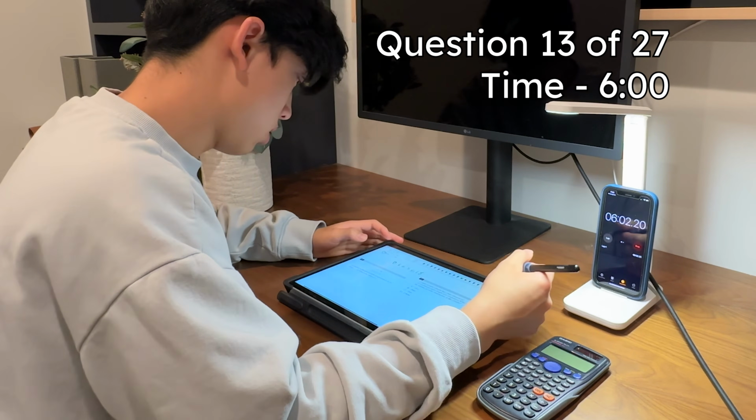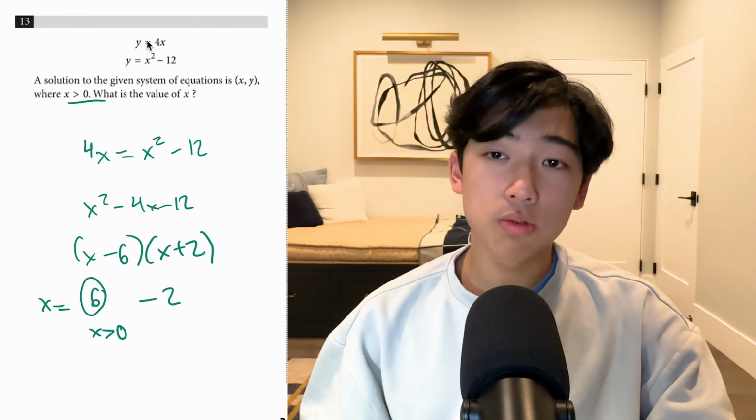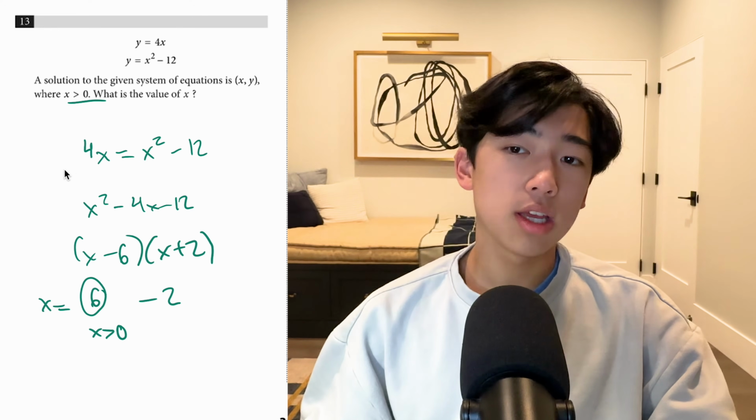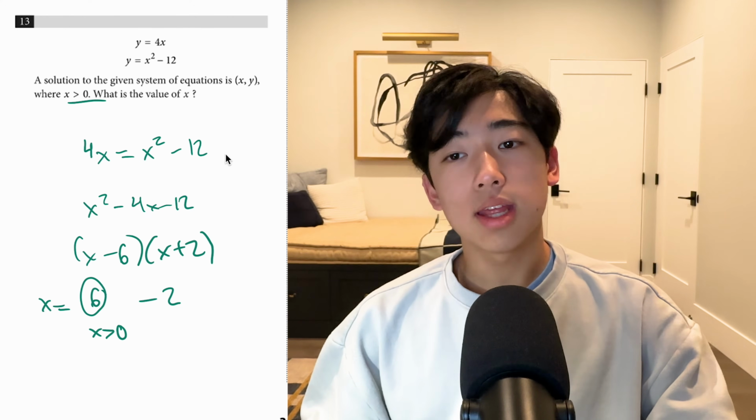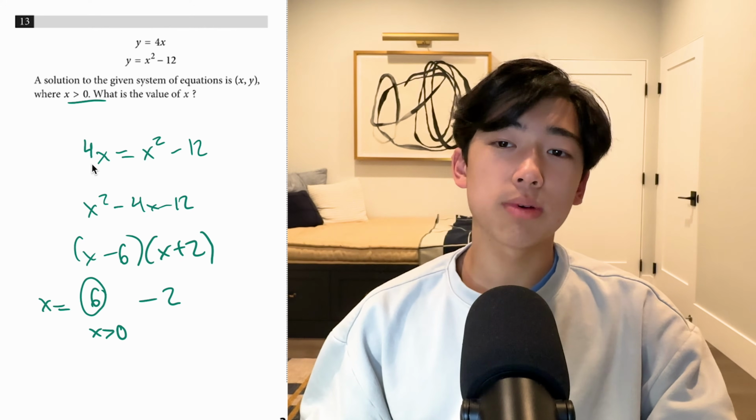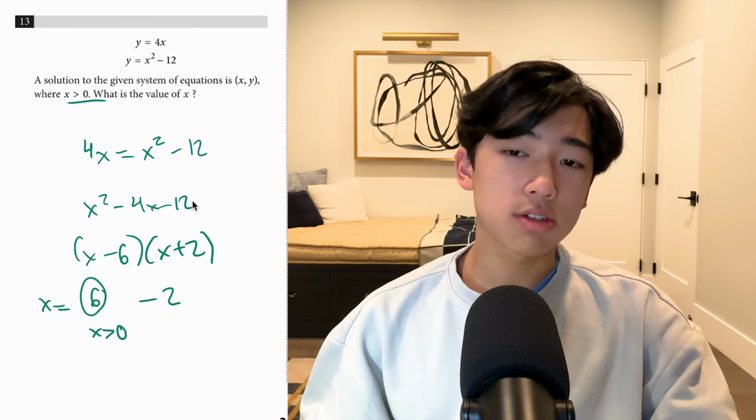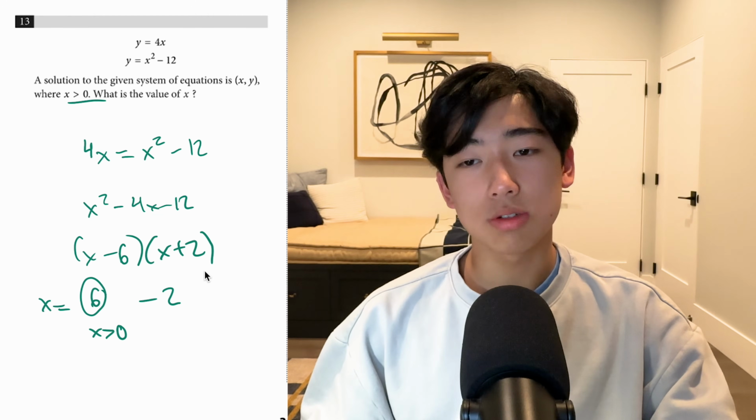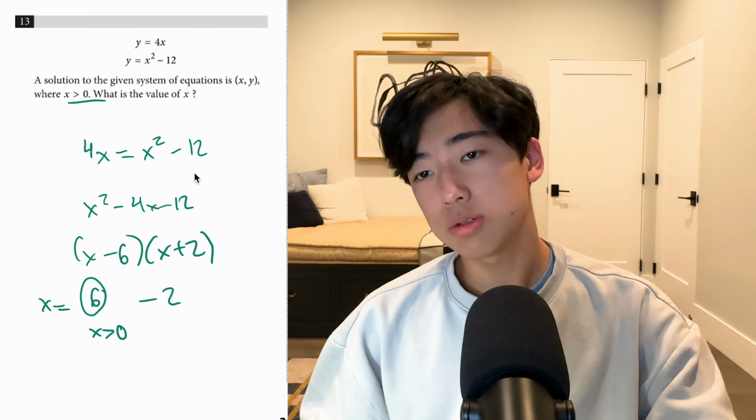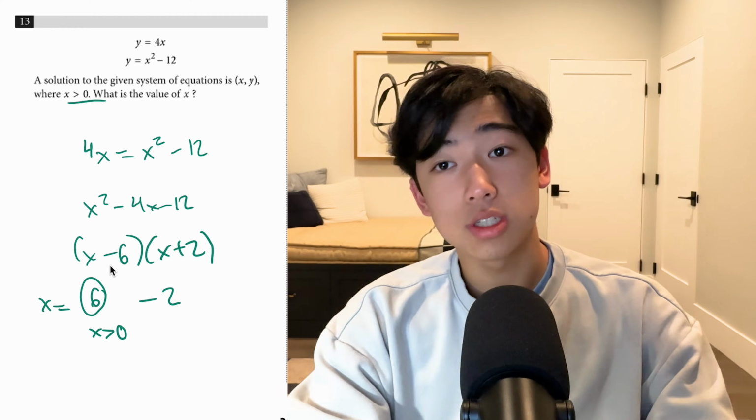Now on to number 13. Since we are given y equals 4x, we can plug in 4x for y. So we get here 4x equals x squared minus 12. Then, I didn't write it down, but basically you can subtract 4x from both sides. So you get x squared minus 4x minus 12 equals 0. And then you can factor it: x minus 6 times x plus 2 equals 0, which means x either equals 6 or x equals minus 2 for the equation to be equal to 0. And since we know x has to be greater than 0, then we know it's the positive value, 6.